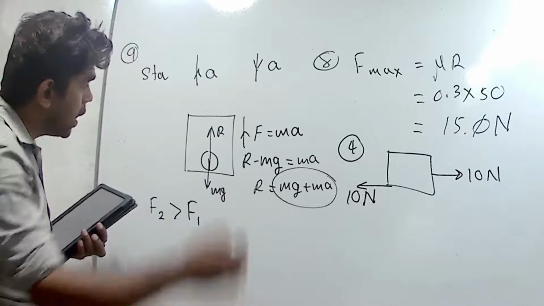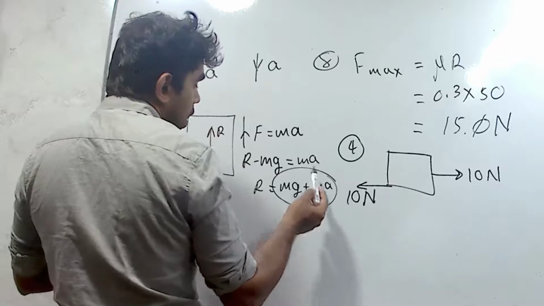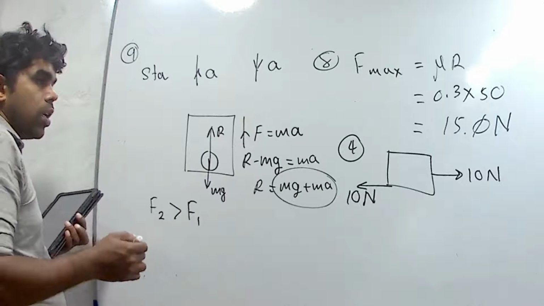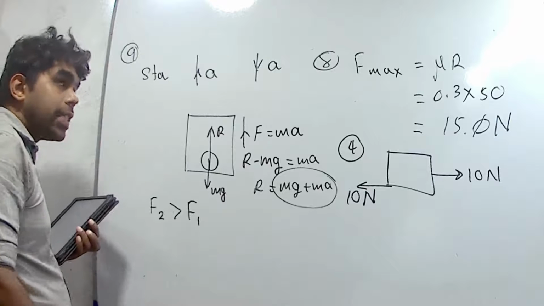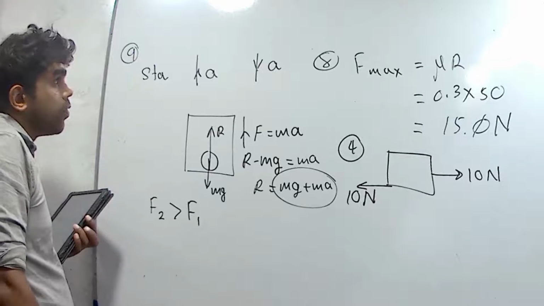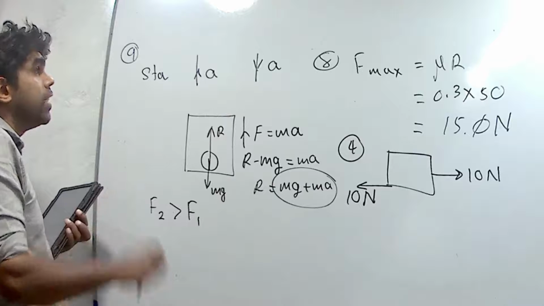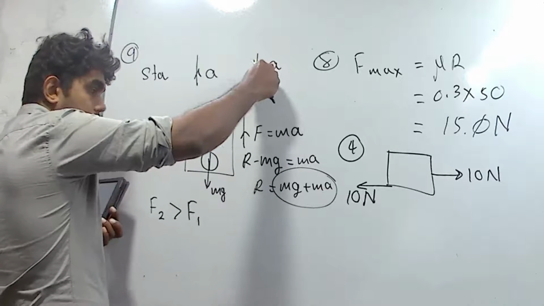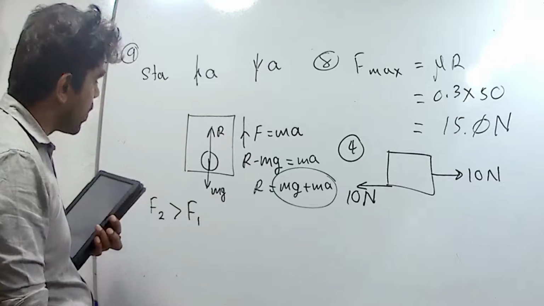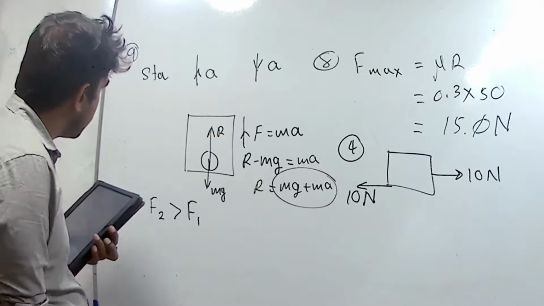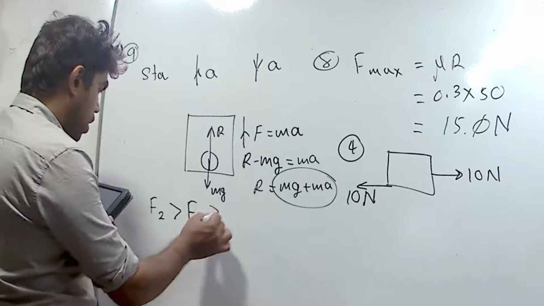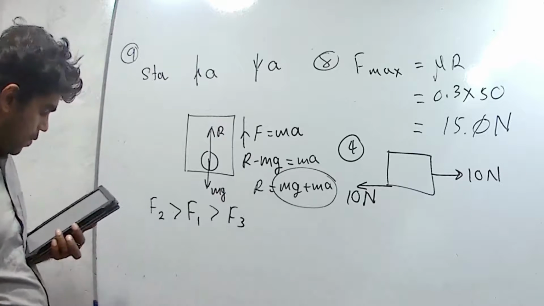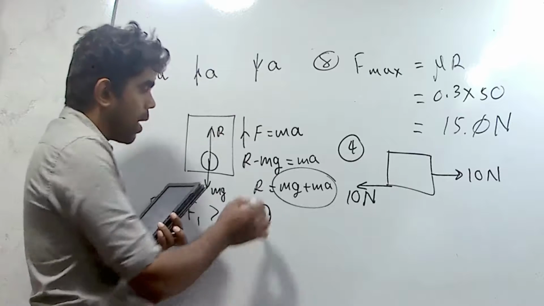And for the third situation, by using this method, the reaction is less than the reaction when the elevator is not moving. Therefore, the frictional force for the third condition, F3, should be less than in the stationary condition. F2 is greater than F1, which is greater than F3. Then the answer should be 1 for question number 9.